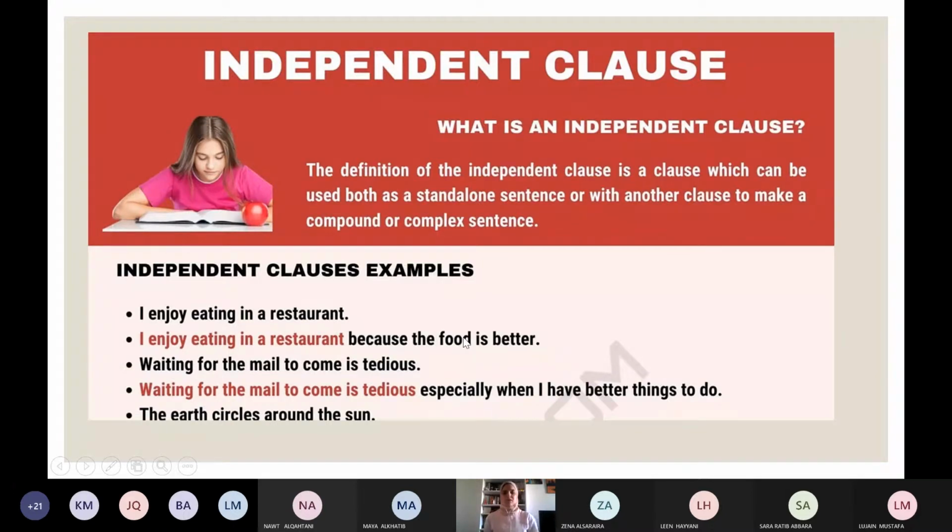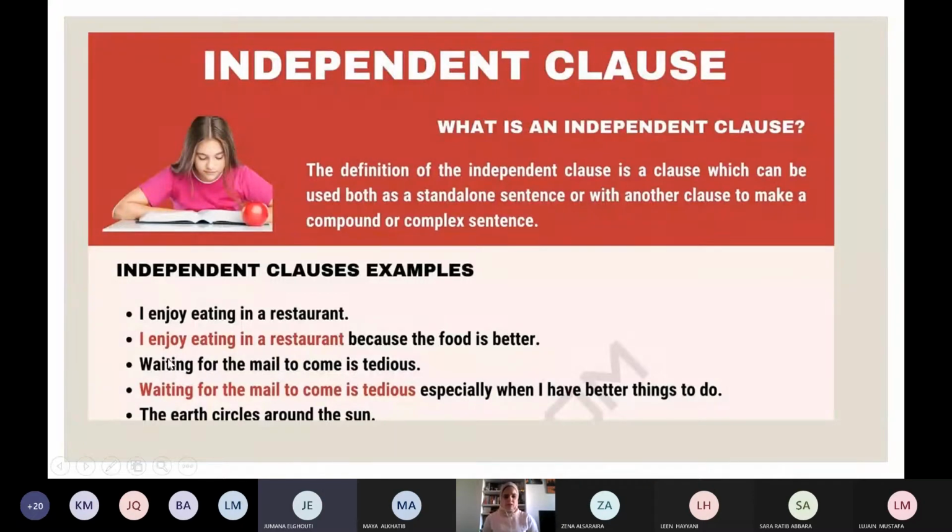Because the food is better, girls, can I say to you, when I woke up in the morning, and I stop talking? No, because you'll tell me, teacher, what happened when you woke up in the morning? Tell me what happened. Okay, so this is an example of subordinate clause with an independent clause.